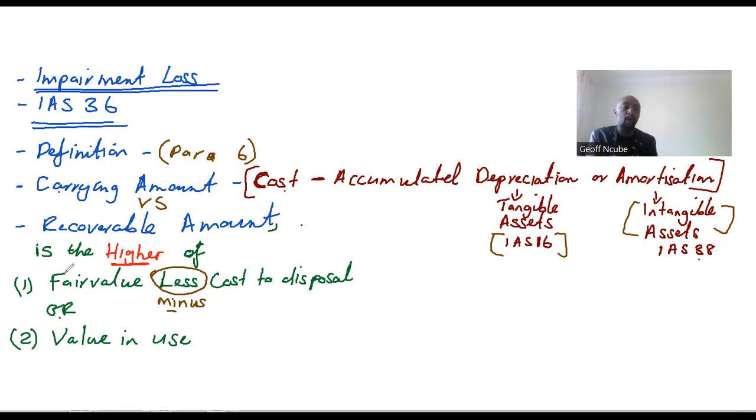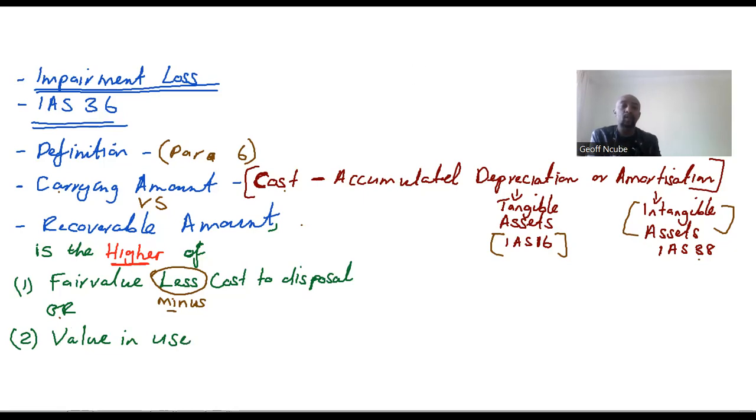All right. So you're always comparing the fair value versus the value in use. Value in use is another decision to say, if I am to continue using that asset instead of selling it, how much would I get? So that's why it's a combination of future cash flows.